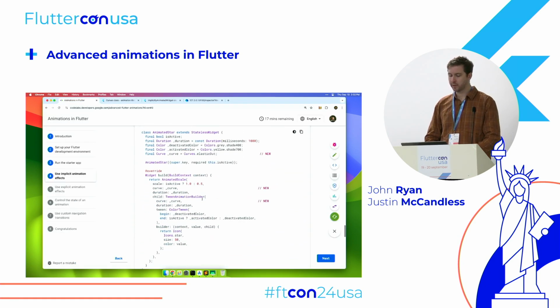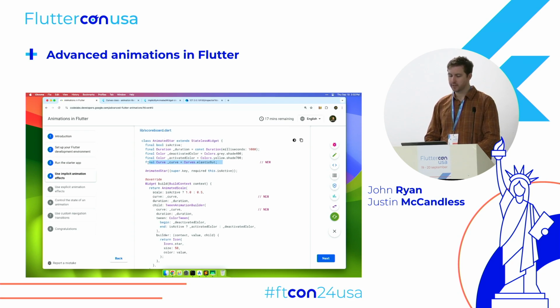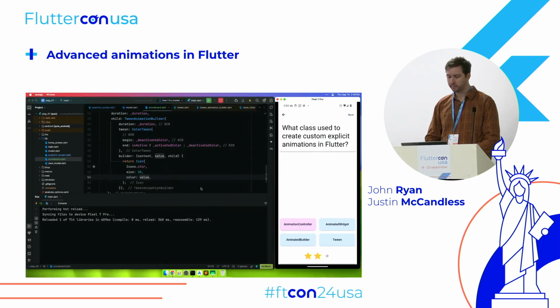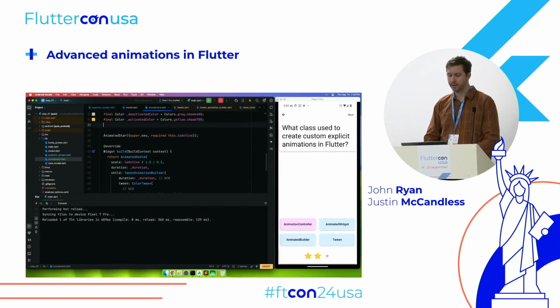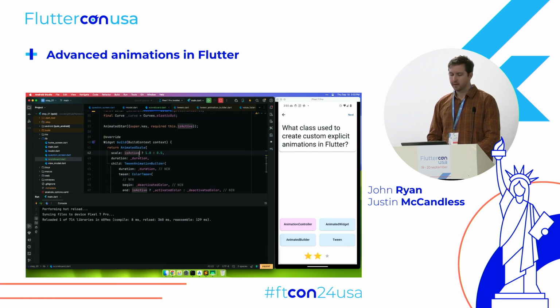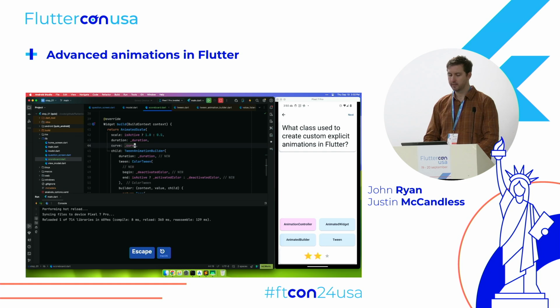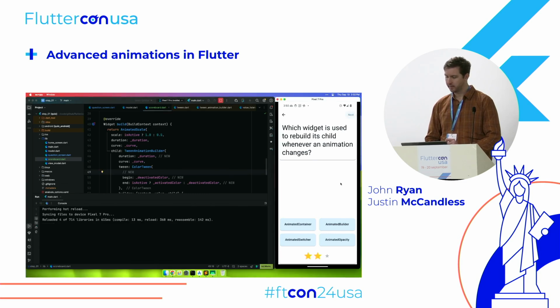So what we're going to do is choose a special curve that I like a lot, which is this elastic in-out curve. I'm going to just define that as a field on my animated star class. Then I'm going to pass the curve to both of my implicitly animated widgets here. So I can just add a named parameter curve, give it my curve, and for the tween animation builder, I'm going to give that a curve. And then I'm going to reload that and click next.